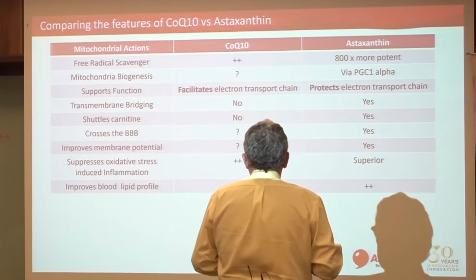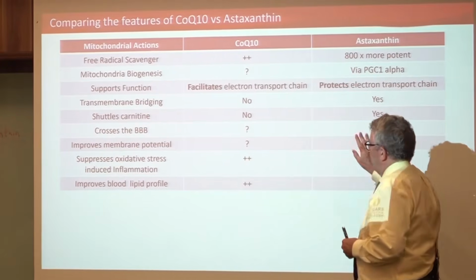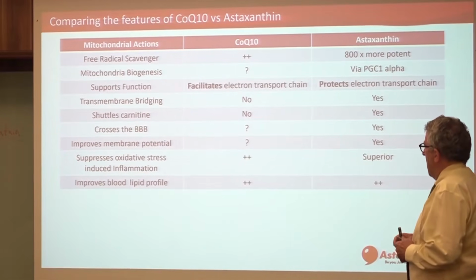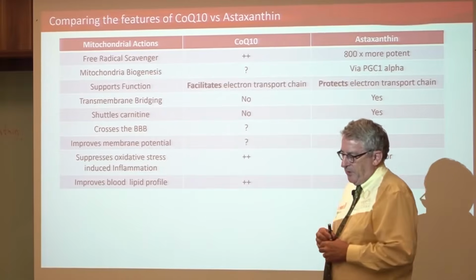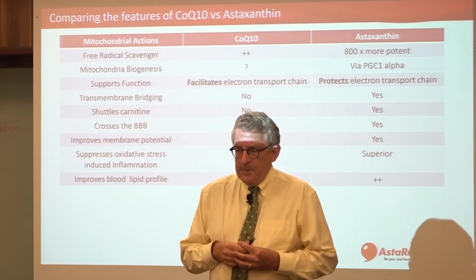It improves membrane potential, reduces oxidative stress, both do that. Astaxanthin is superior, and improves blood lipid levels. Both of them do that, and we'll give some evidence in due course.